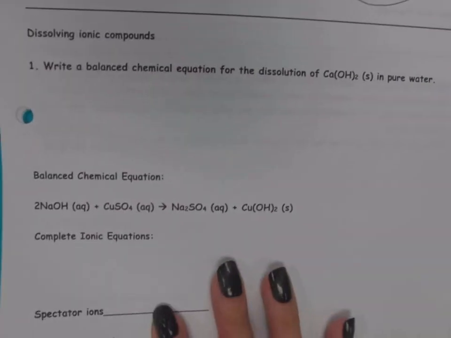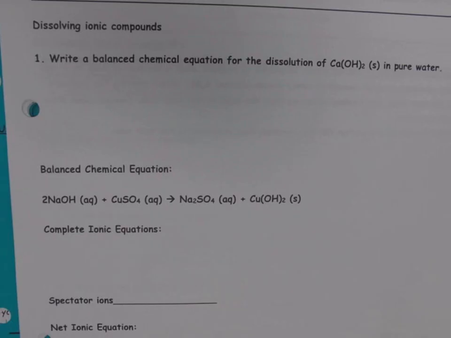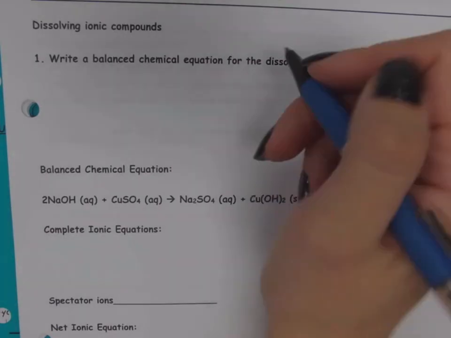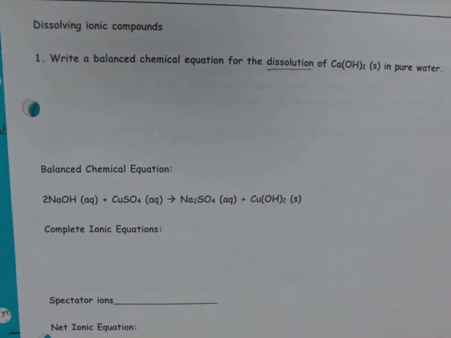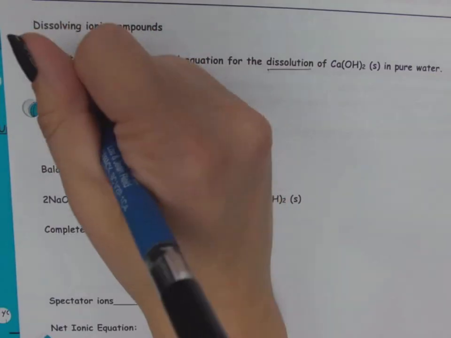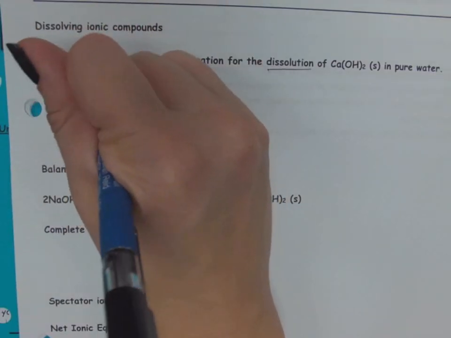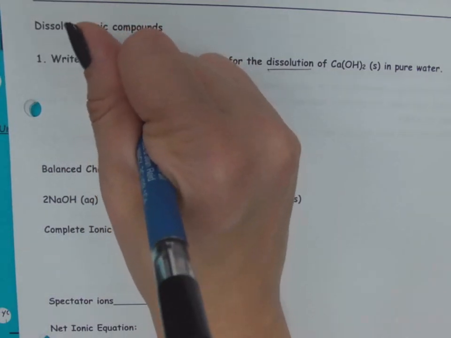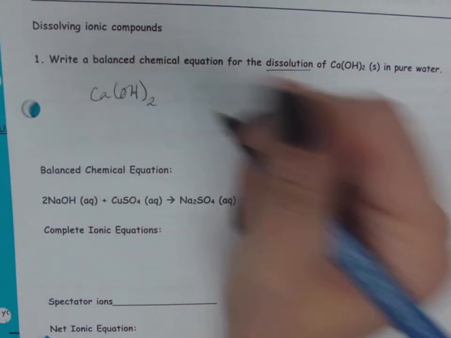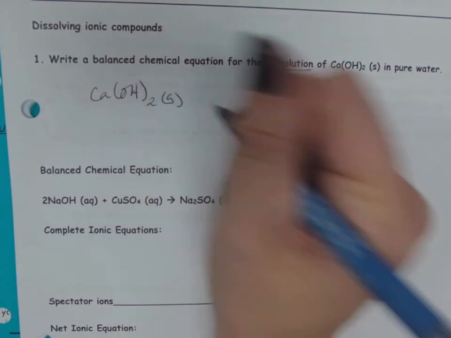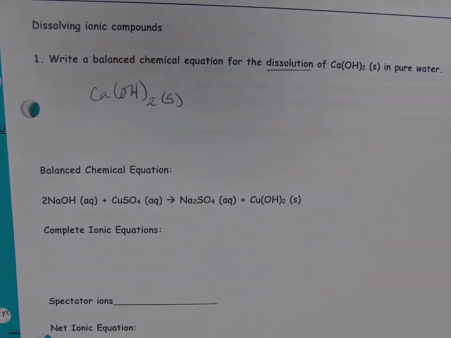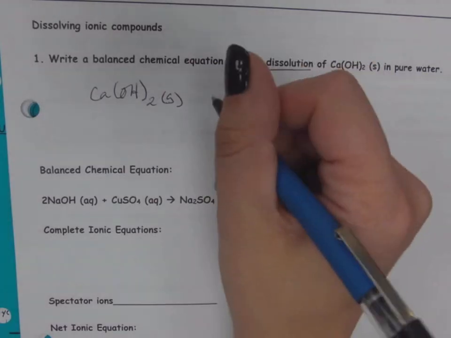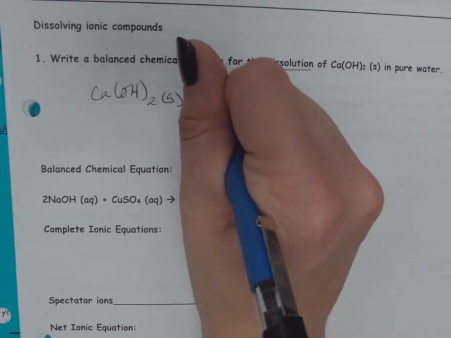Okay, let's keep going. Write a balanced chemical equation for the dissociation of calcium hydroxide, Ca(OH)2, in pure water. So it's going to dissociate, dissolution, we're going to pull it apart. We are taking this Ca(OH)2 solid, and we're going to put this in water. Now the reason why I'm not including the water is because the water is there in the beginning and the end. Let me show you. This is going to break apart.